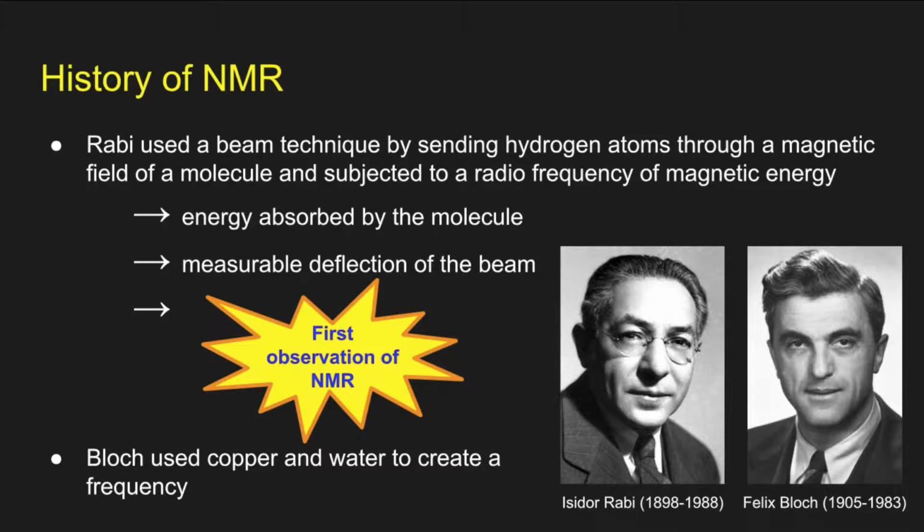Energy was absorbed by the molecules at a sharply defined frequency, and the absorption caused a small but measurable deflection of the beam. This was the first observation of NMR. However, Rabi's discovery of NMR was observed under unnatural circumstances, as he used a molecular beam in a vacuum where individual nuclei were isolated from each other in their environment.